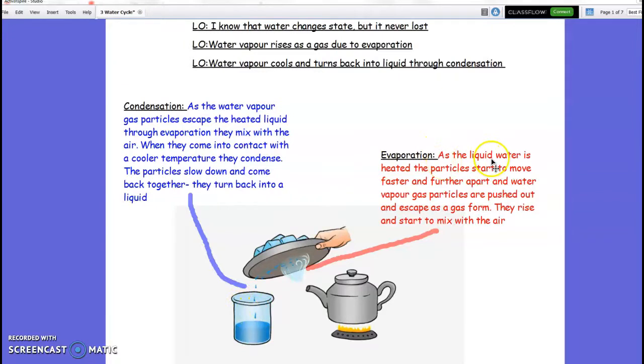So evaporation: as the liquid water is heated, the particles start to move faster and further apart, and water vapor gas particles are pushed out and escape as a gas. They rise and start to mix with the air, so we just went through that process. So now we have a really good understanding of condensation and evaporation.